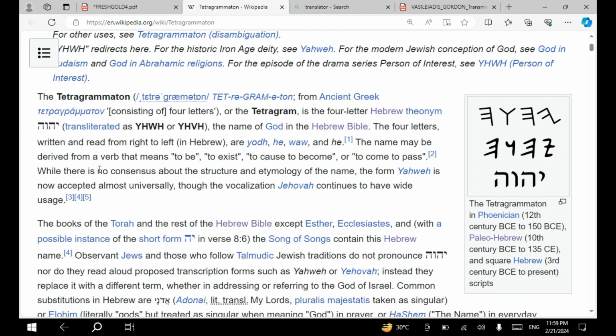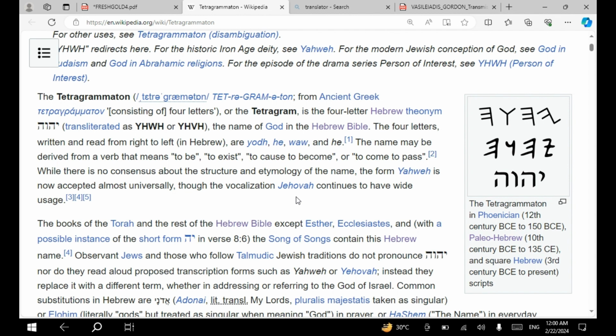The name may be derived from a verb that means to be, to exist, to cause to become, or to come to pass, while there is no consensus about the structure and etymology of the name. The form Yahweh, you see, the Yud He Vav He is what we mean as what? Yahweh. We all call Yahweh. Is now acceptable, almost universal, yes, though the vocalization Jehovah continues to have wide usage. So Yahweh is seen as what? Jehovah. We all know what is Jehovah, right?